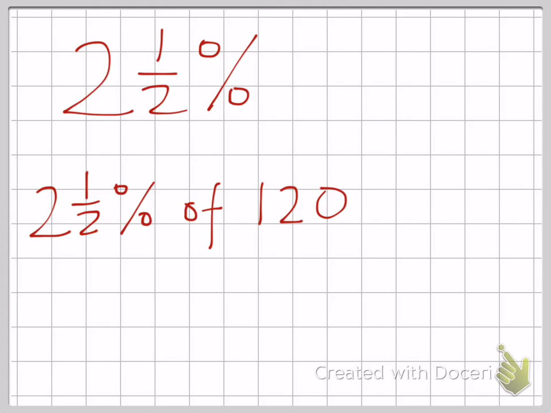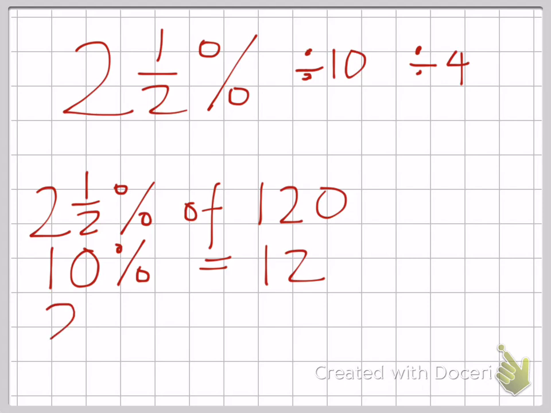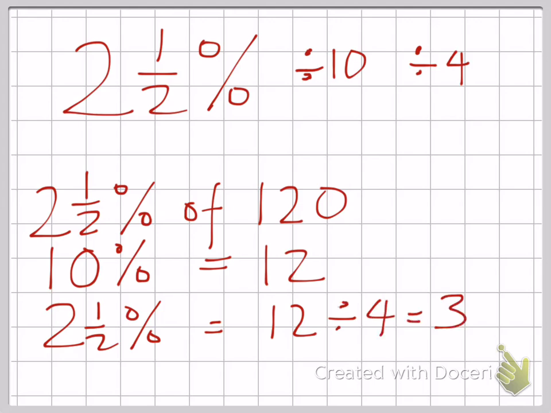10% is really easy, you just divide by 10, and then 2.5% is a quarter of that, so you need to divide by 4. So to work out 2.5%, first thing you do is divide by 10 to give you 10%, and then you divide by 4 to give you 2.5%. So if we were faced with a problem like 2.5% of 120, first thing I do is work out 10%, which equals 12. 2.5% would be a quarter of that, so we have to do 12 divided by 4, which would give us 3.